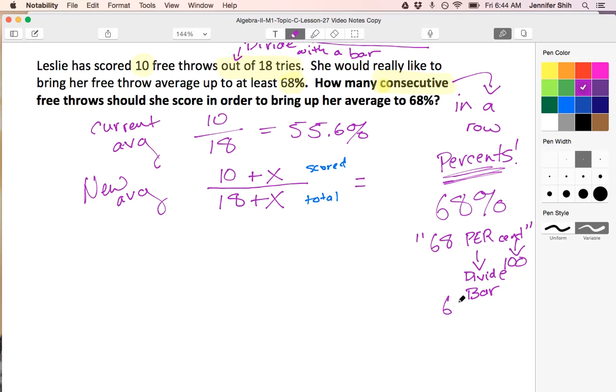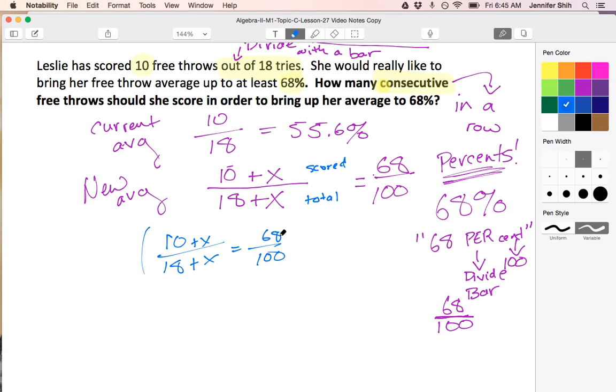So 68% really means 68 per century, or 100. So when it says we want her new average to be 10 plus the number of free throws she throws over 18 plus the new number of free throws she throws is equal to 68%, I'm really going to write it as 68 over 100. Okay. Now we just have to solve this using our awesome skills that we've been practicing all week. 10 plus x over 18 plus x is equal to 68 over 100.